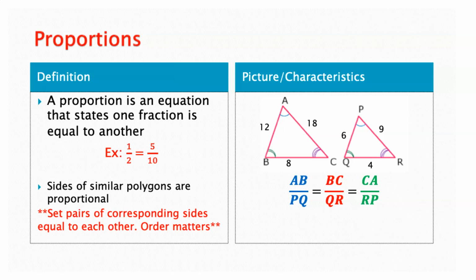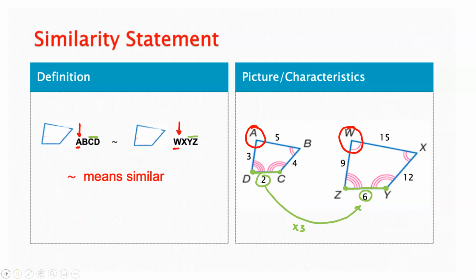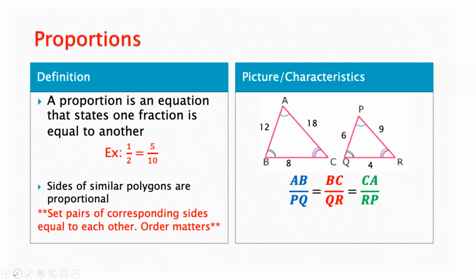Similar sides of similar polygons are proportional. As we were talking about sides of polygons, they are proportional. In the last example, all these sides, 5, 4, 2, and 3, were being scaled by a factor of 3, so they are proportional. So set pairs of corresponding sides equal to each other, and again, the order does matter.